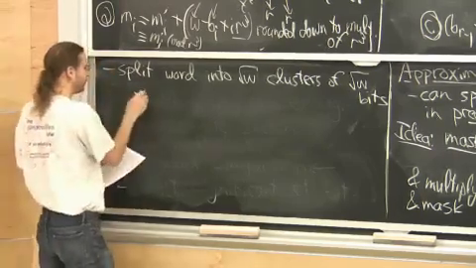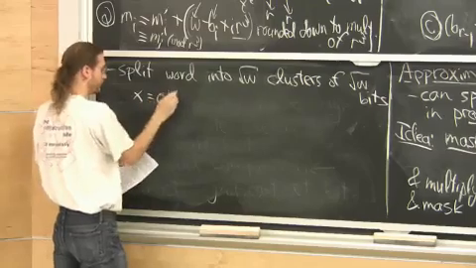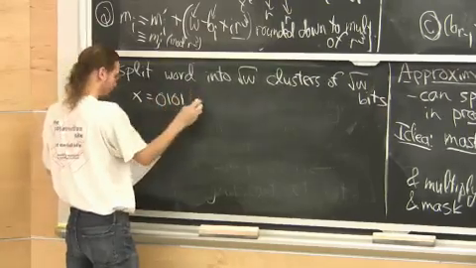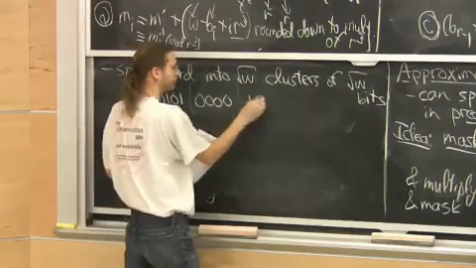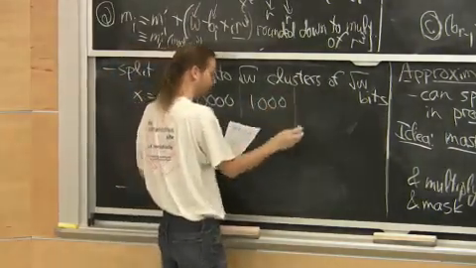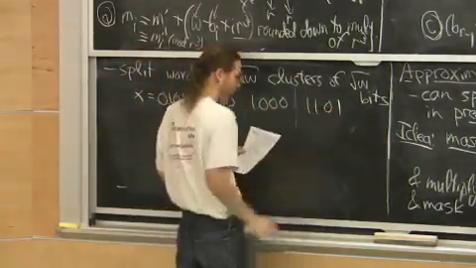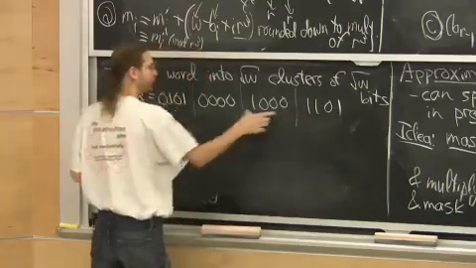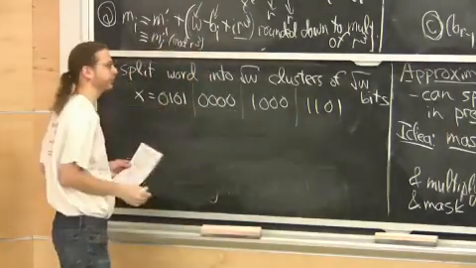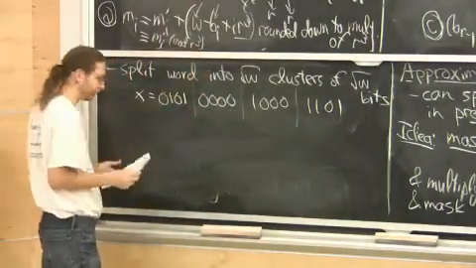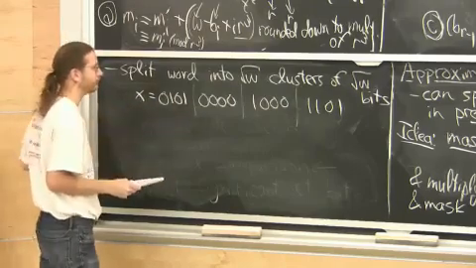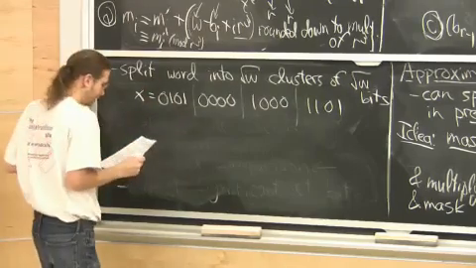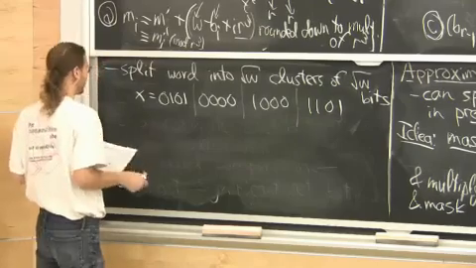So here's an example. X is 0, 1, 0, 1, 0, 0, 0, 0, 1, 0, 0, 0, 1, 1, 0, 1. Okay, so each of these is root W bits. There's root W of them. It's approximate, it doesn't have to be exact, but we'll assume W is a nice power of 2, so that works cleanly. All right.